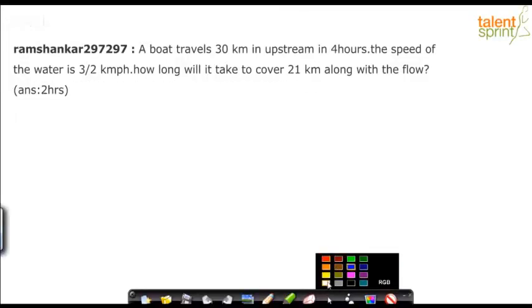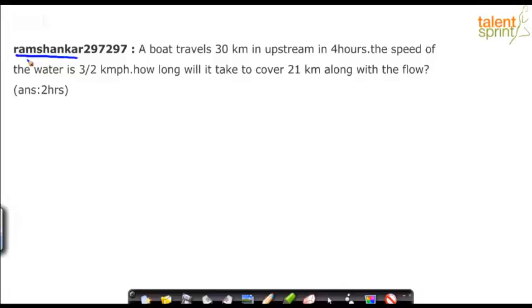What does it say? A boat travels 30 kilometers upstream in 4 hours. The speed of the water is 3 by 2 kilometers per hour. How long will it take to cover 21 kilometers along with the flow? Ram Shankar, why are you confused with such questions? I think this is a direct one, right? All you have to do is find out the speed of the boat using the first part of the question, and then using that speed of the boat and speed of water, find out how long it will take to travel 21 kilometers.